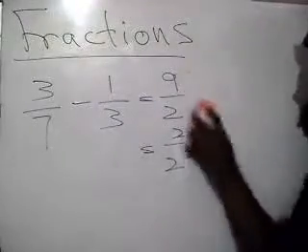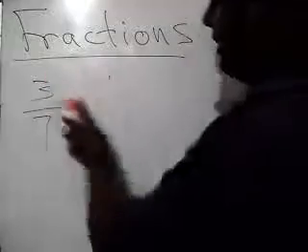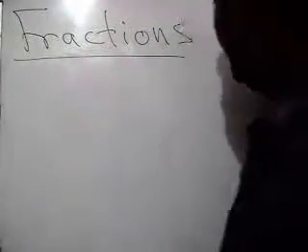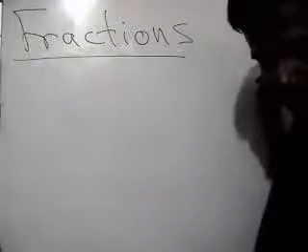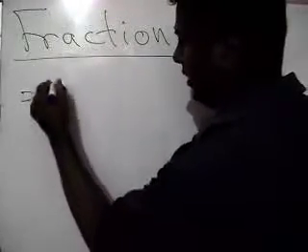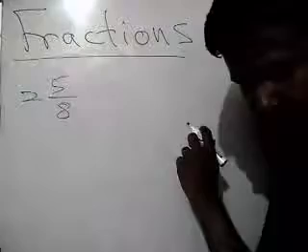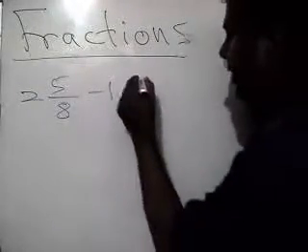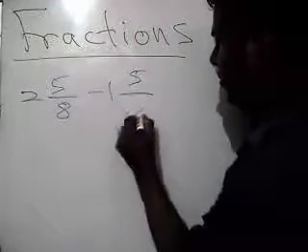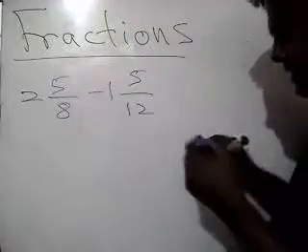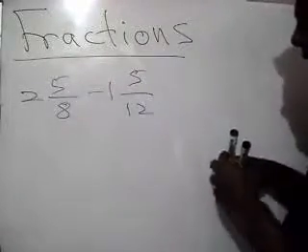So now let's take another example of fractions with unequal denominators, but mixed numbers. So let's take 2 and 5 over 8 minus 1 and 5 over 12. There are two methods we can use to do this. First, let's look at one method.